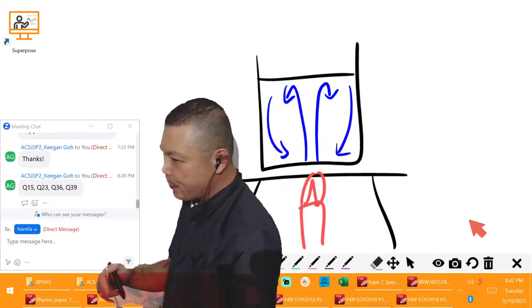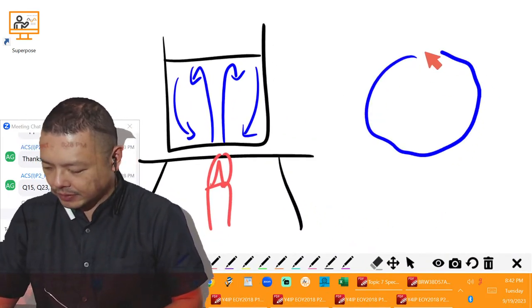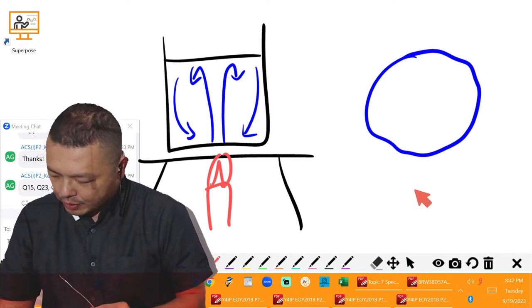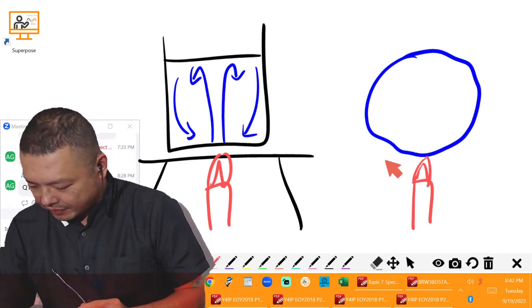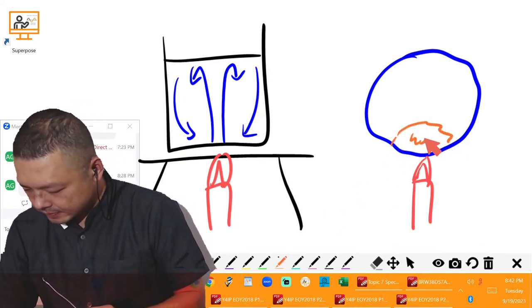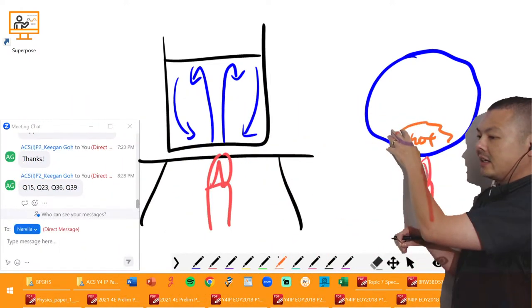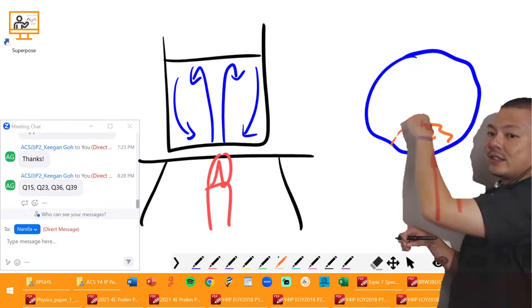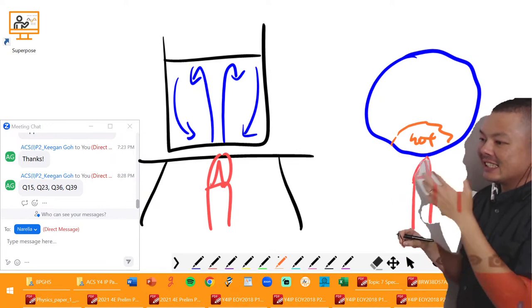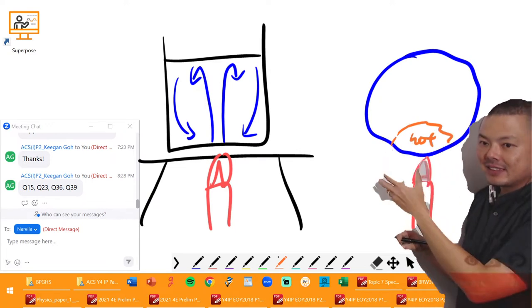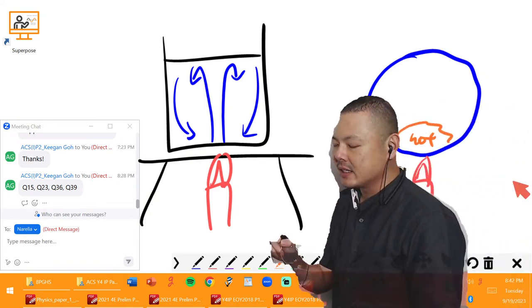Let's say you bring this water to a zero gravity environment. What will you get? You'll get a ball of water. Then let's say you put a Bunsen burner here like this. What's going to happen is this side of the water is going to become very hot, but this water will not rise, because there's no direction of gravity in outer space. So convection currents cannot form in zero gravity environments.